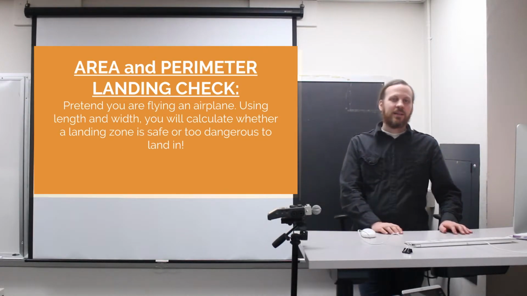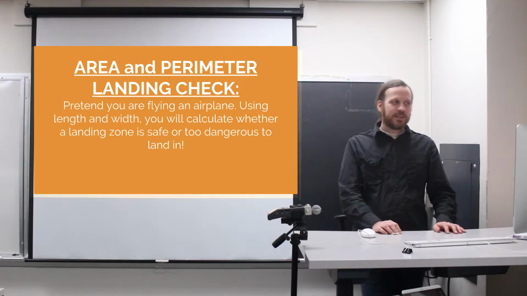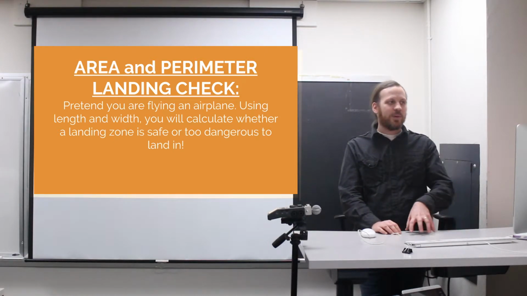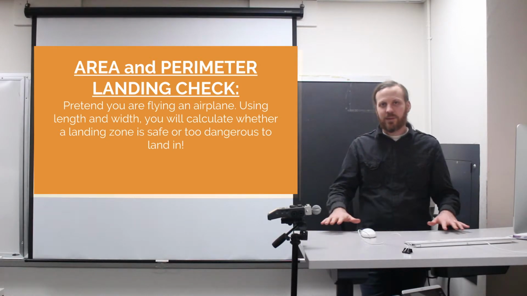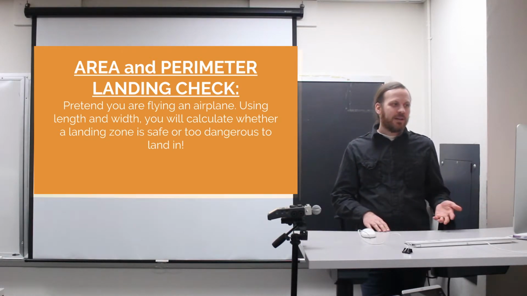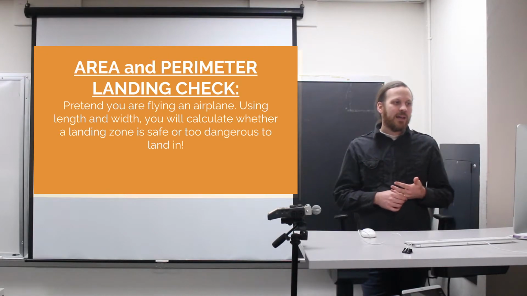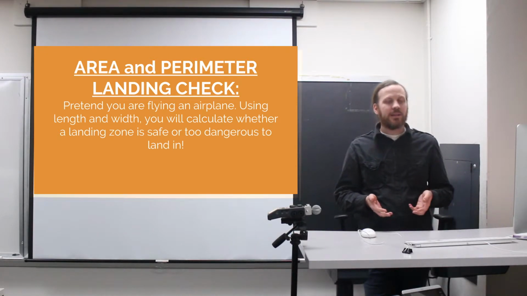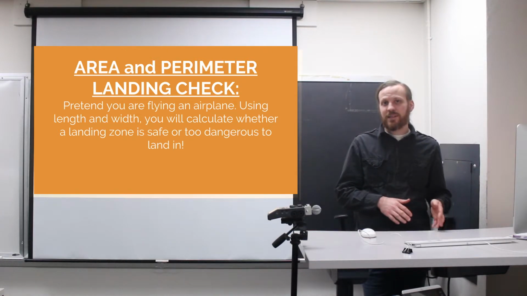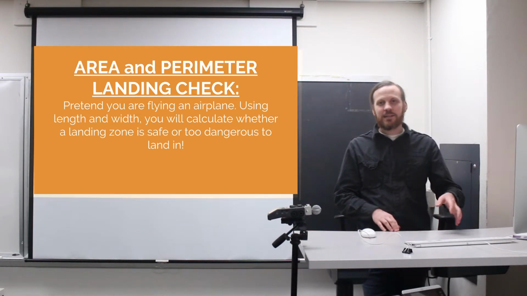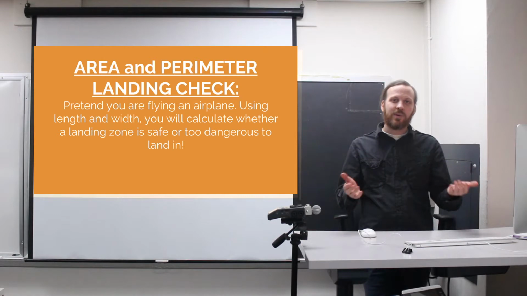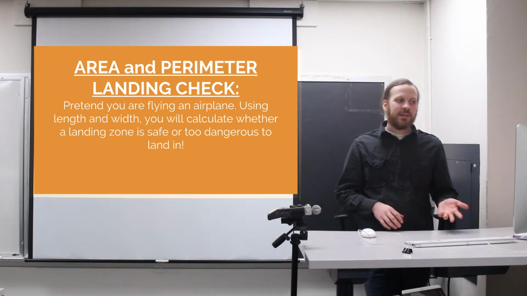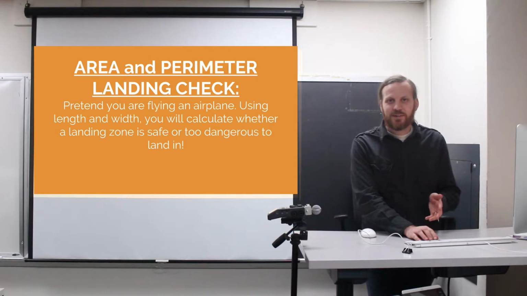The second program is a little more steps. We're calling it the area and perimeter landing check. So pretend you're flying an airplane and you only have the length and width of a landing zone, kind of like a runway. You will calculate the area and perimeter and basically whether the landing zone is safe or too dangerous to land in. So it's an if-else, it's some math, it's some variables. It is a few steps, but it's incorporating everything we've learned so far, and it's pretty cool because you get to pretend you're flying an airplane the whole time.